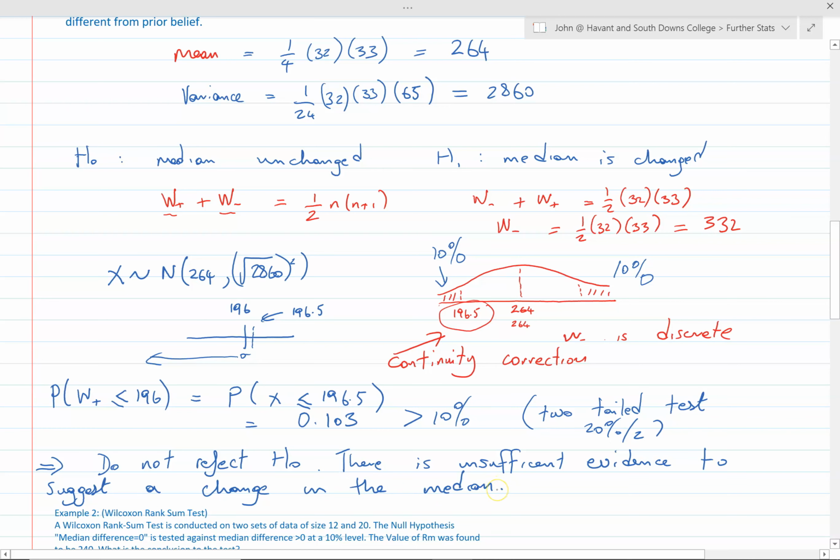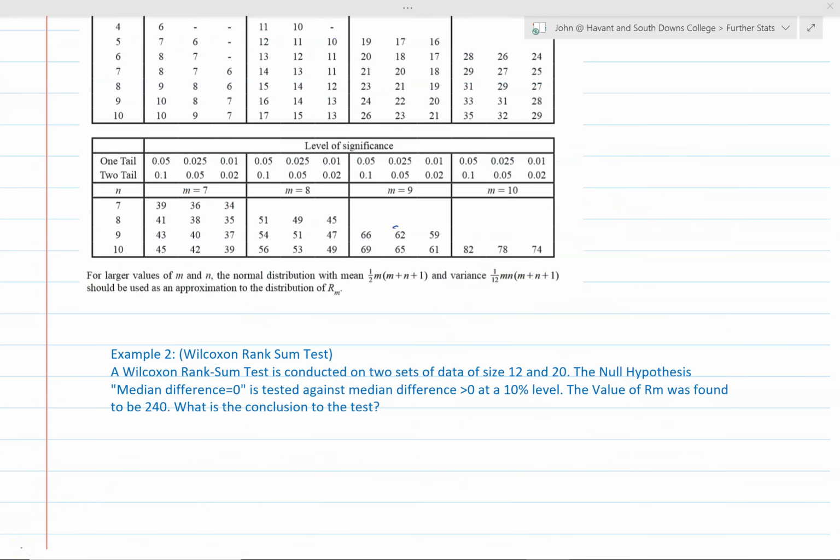Okay. Right, so now let's do an example with the Wilcoxon rank sum test using the normal distribution. To recall, the Wilcoxon rank sum test is where you have two sets of data and you're comparing the distributions, more particularly the median of the two distributions, but they're not paired data, and most often you don't even have the same number of data values in each set. In this case, you've got m equal to 12 and n equal to 20.